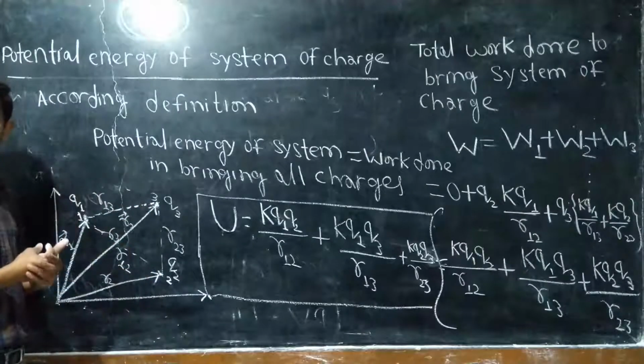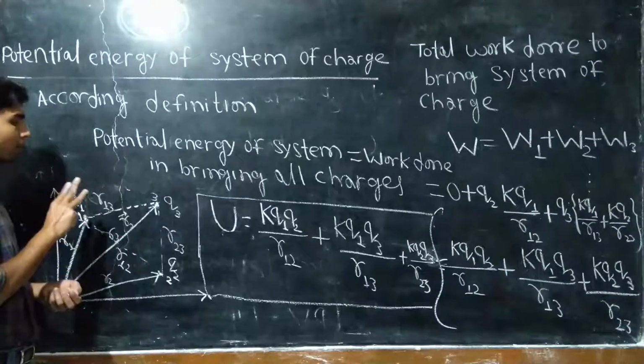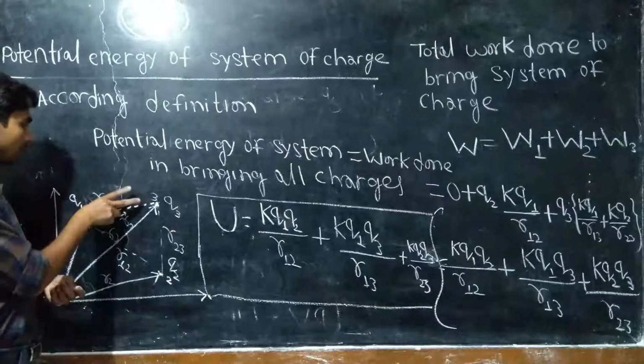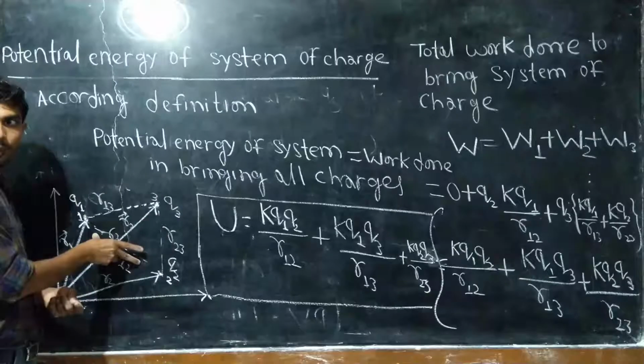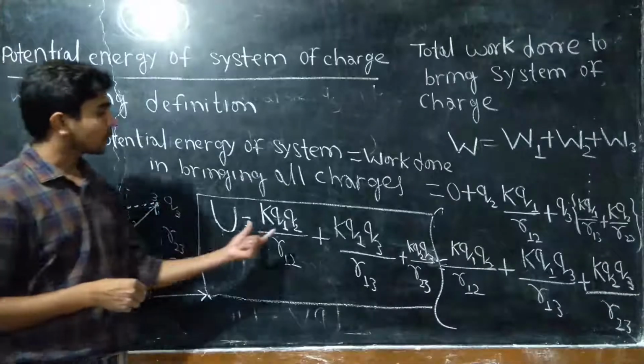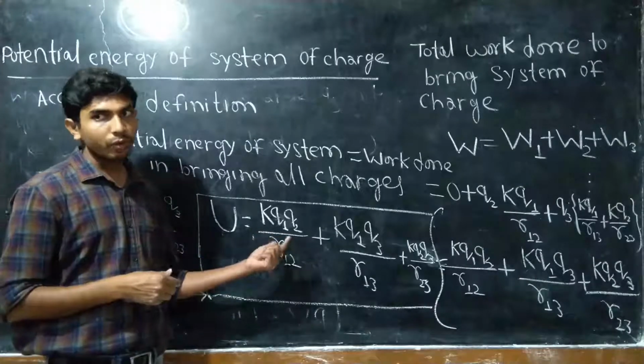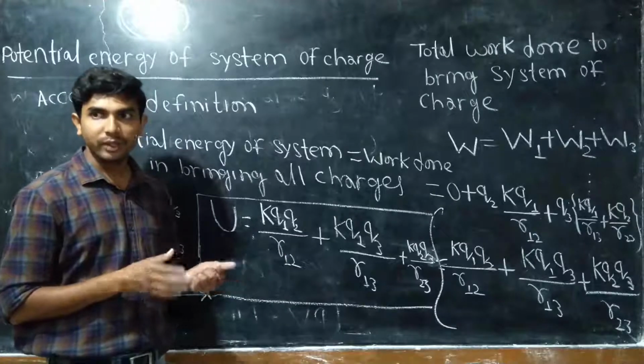So how many charges here? 3 charges. How many pairs are possible? 3 pairs: 1 pair, 2 pair, 3 pair. And each pair will contribute in potential energy. So this way you are able to calculate potential energy.